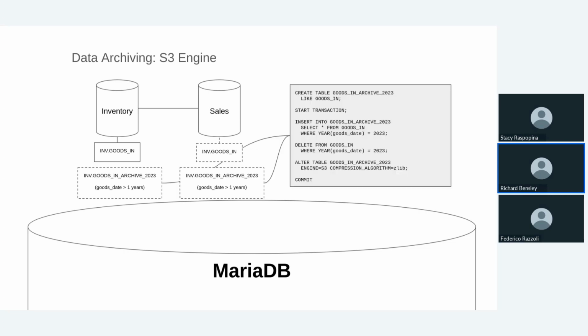And in this example, I'm kind of creating a goods in archive, which both these servers can see because there's one table in S3. And I just kind of created a table like the goods in archive. The goods in, created an archive, start transaction, select from one to another, perhaps where it was last year's data, deleted from the current one. When I did the alter table to engine equals S3, I was able to choose a custom compression algorithm. And it's worth noting, this is a read-only operation.